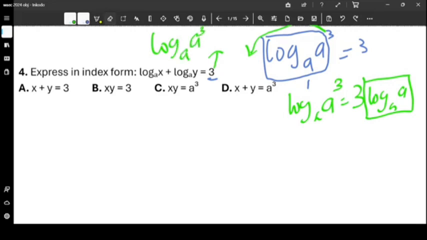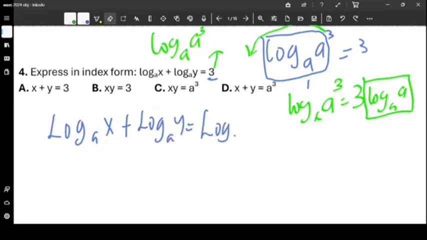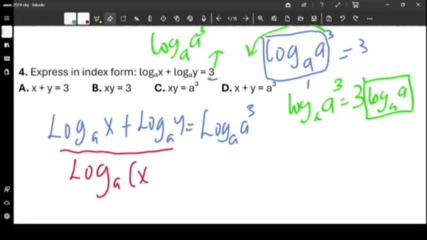If I do that, I'm now going to have log to the base a of x plus log to the base a of y is equals to log to the base a of a raised to the power 3. Also, from our knowledge of the addition rule, when two logarithms in the same base are adding up, like here, log to the base a of x and log to the base a of y, they are both in base a. When they are adding up, I can write it as log to the base a of x times y, which will be xy, is equals to log to the base a of a raised to the power 3.